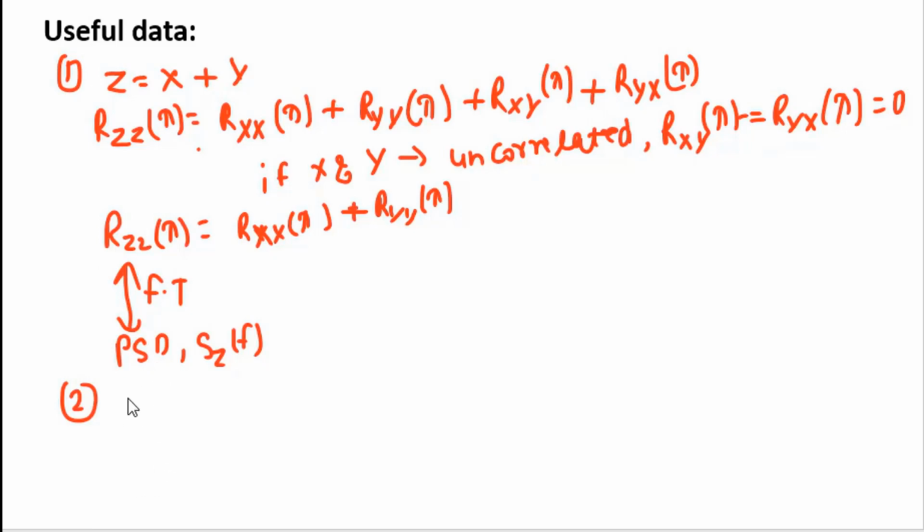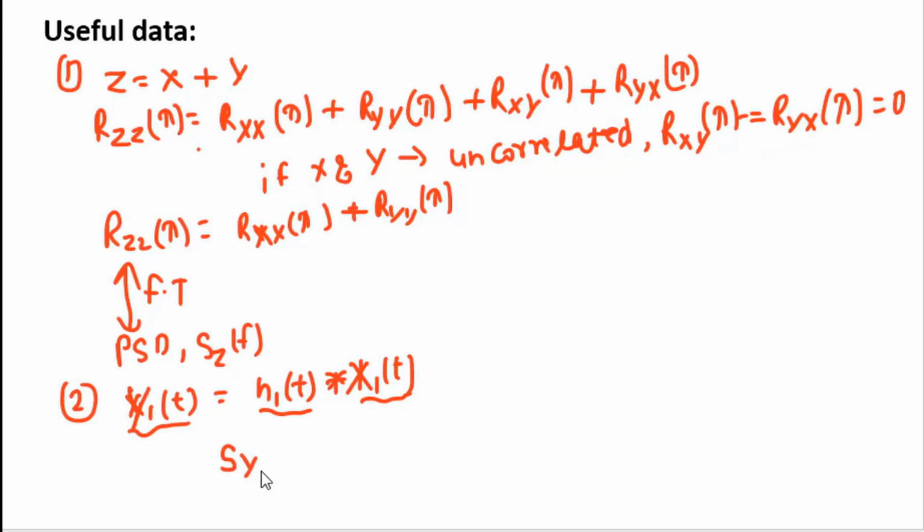One more condition is that if you are given a random process y1 of t, which is defined as h1 of t convolution with x1 of t, where x1 of t is a random process, y1 of t is also a random process, and h1 of t is the impulse response of the filter, then you can write this in PSD form as S y1 of f is equal to magnitude of H1 of f squared times S x1 of f. So this is your relation in PSD form.